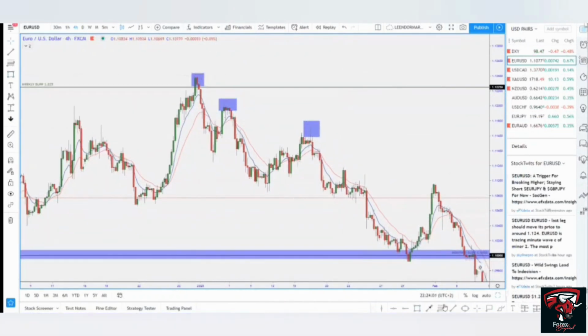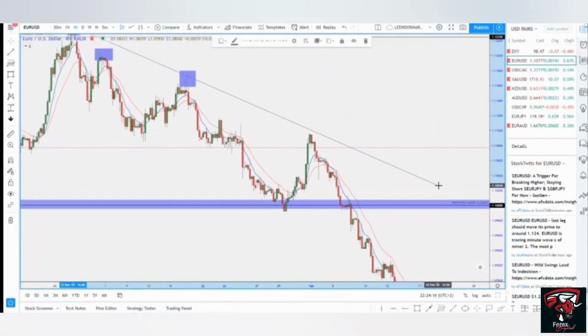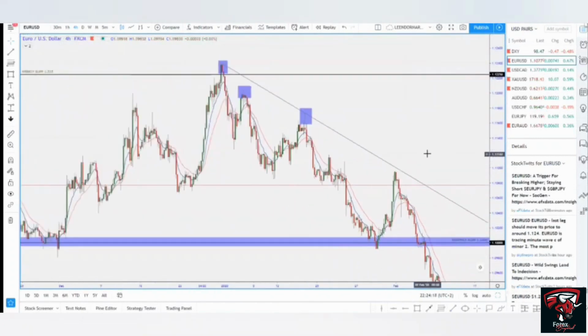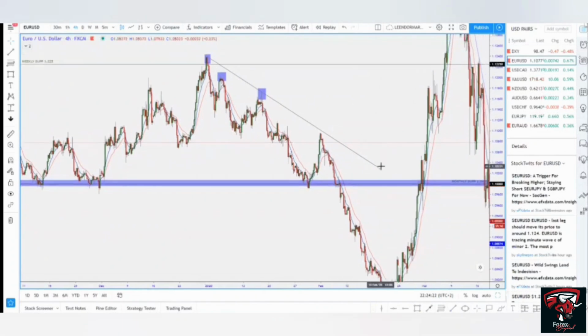I'm going to show you. This doesn't make any sense in the world. Look at that. Would you rather draw a trend line there or a trend line here? This trend line makes a lot of sense. Look at that. Beautiful trend line.